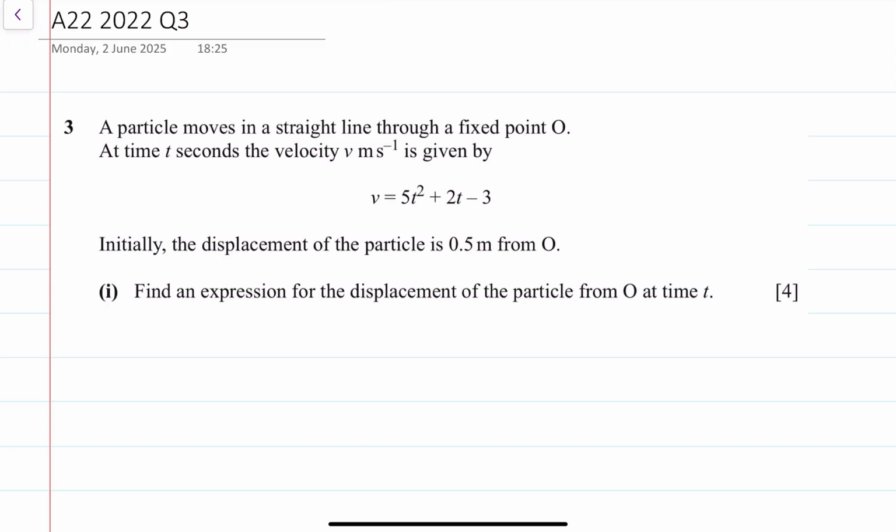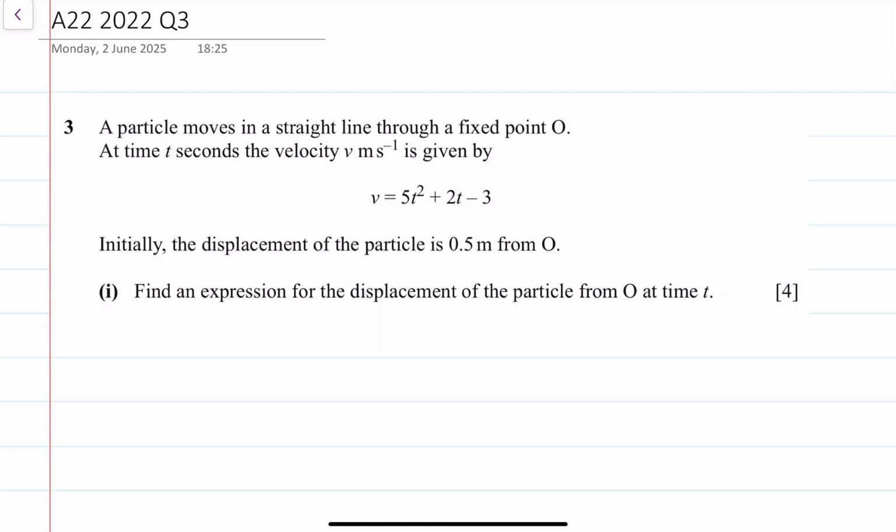Now the question starts off, it says a particle moves in a straight line through a fixed point O. At time t seconds, the velocity v meters per second is given by v is equal to 5t squared plus 2t minus 3. Initially, the displacement of the particle is 0.5 meters from O. Find an expression for the displacement of the particle from O at time t.